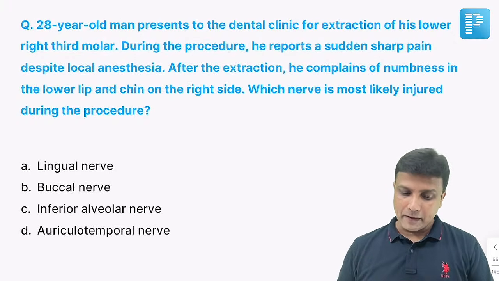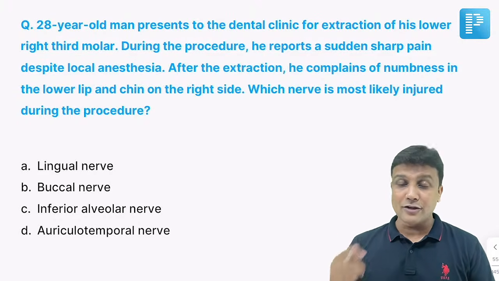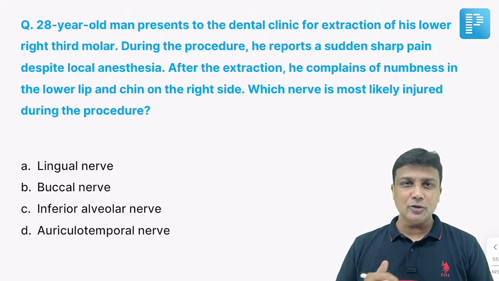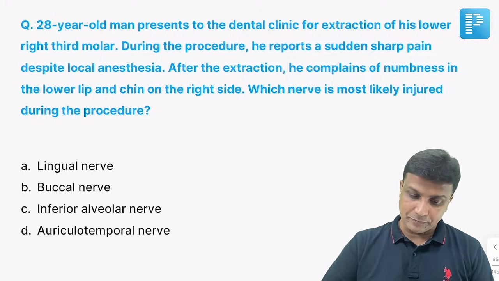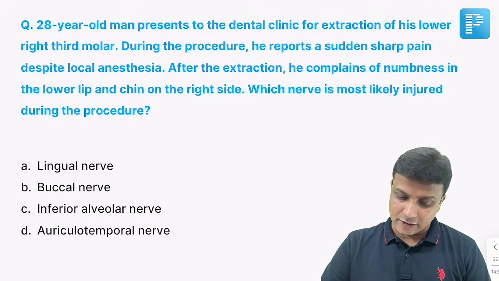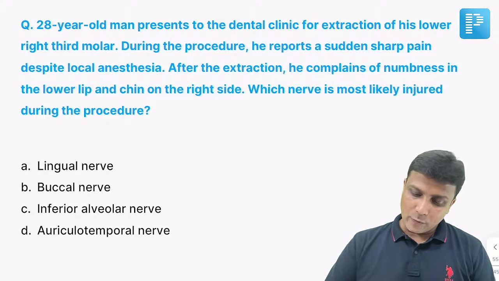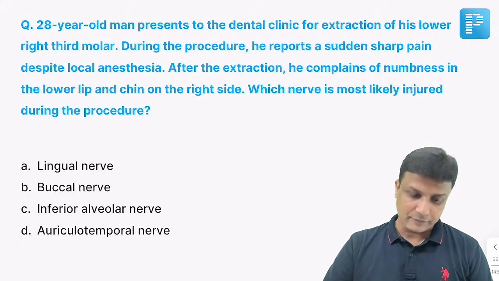Moving ahead. A 22-year-old man presents to the dental clinic for extraction of his lower right third molar. During the procedure, he reports a sudden sharp pain despite the local anesthesia. After the extraction, he complains of numbness in the lower lip and chin on the right side. Which nerve is most likely injured during the procedure? Come on, sir.